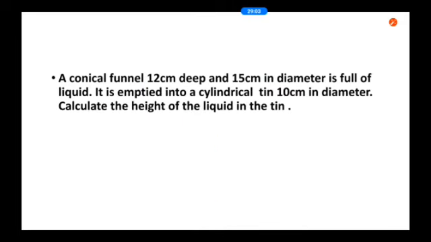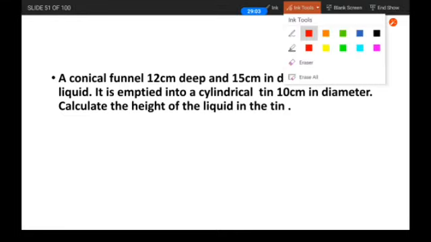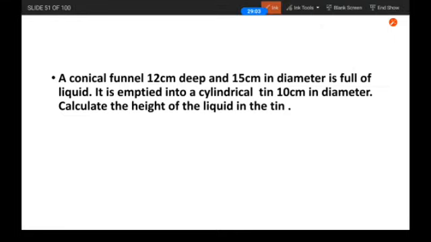Okay, the last question before graph. Look at this question. A conical funnel 12 centimeter deep. So this kind of question can come out as well. A conical funnel means a funnel in the form of a cone. That is the meaning. So it's 12 centimeter deep. That means the height is 12 centimeter. Good. And 15 centimeter diameter.